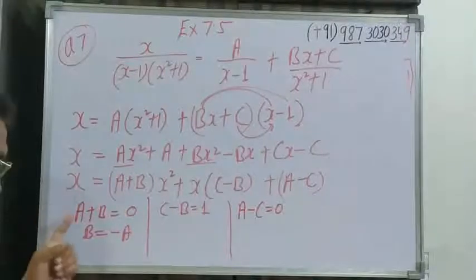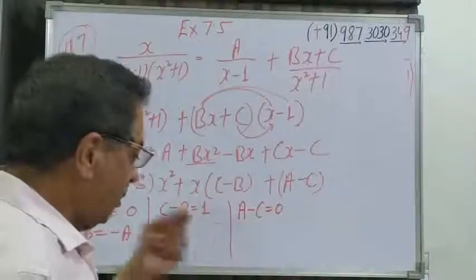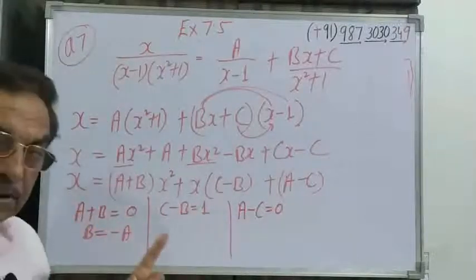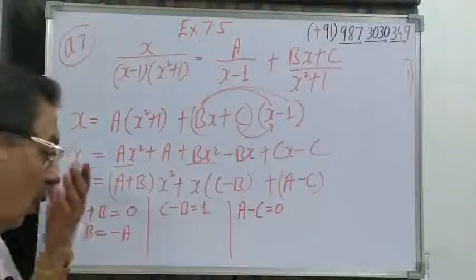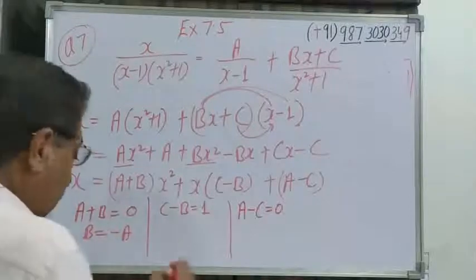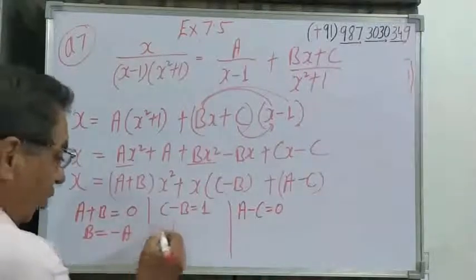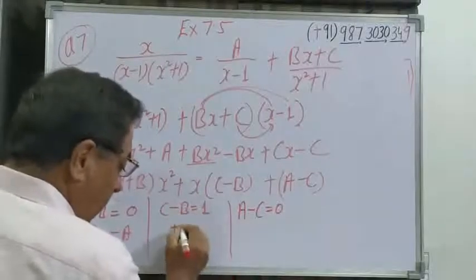Now we have got the three equations: A plus B equals 0, C minus B equals 1, A minus C equals 0. Three equations, three unknowns. We can find them out easily. How? I have converted B equal to minus A. So instead of B, I can write minus A. So minus B, into minus A, it will become plus A.